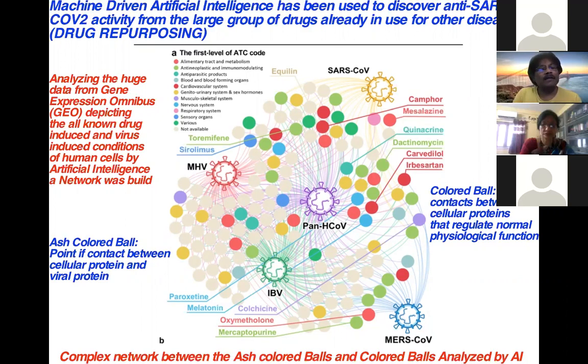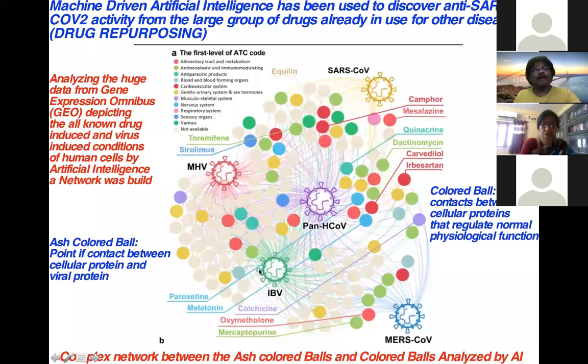People are going to that gene expression site, and again using artificial intelligence, they are building a network of what kind of genes are expressed by those known drugs from the site. This is entirely data mining. Now they build this network. So this ash colored ball is the point of contact between the cellular protein and the viral protein. The artificial intelligence builds this network for normal physiological function, and the ash colored ball is the point of contact between the cellular protein and the viral protein.